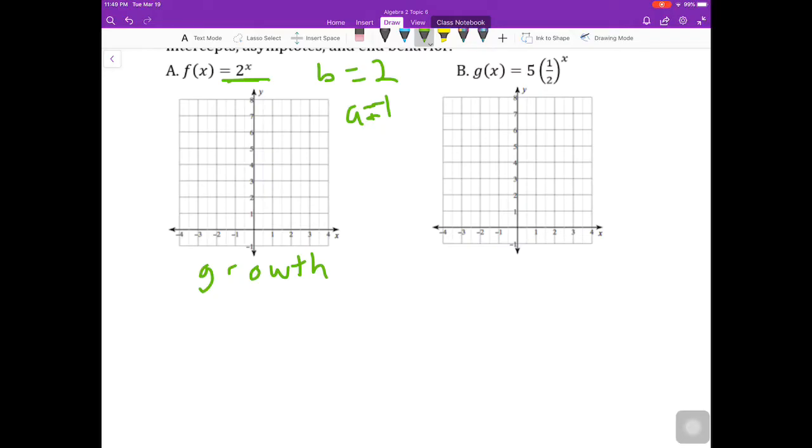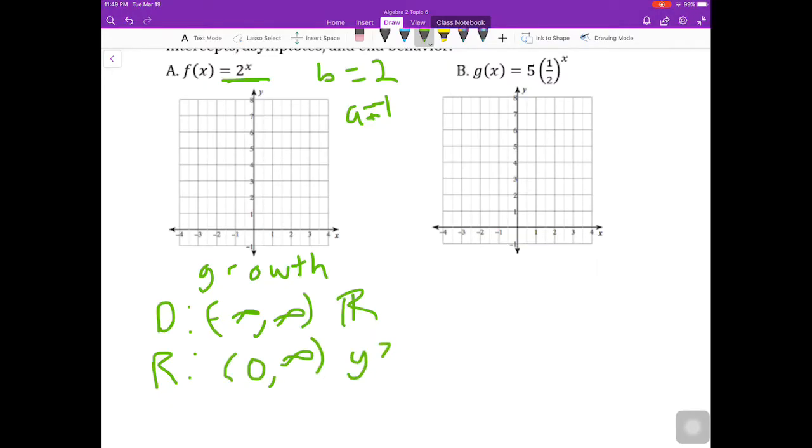And then we need to look at what our domain is. Well, you can plug in any number for x, right? So x can be any real number because it can be positive or negative. So our domain is -infinity to +infinity, or all real numbers, however you want to write that. Your range, though, as we talked about, is going to get really, really close to 0, but never actually cross 0. So your range is going to be 0 to infinity, or y greater than 0.